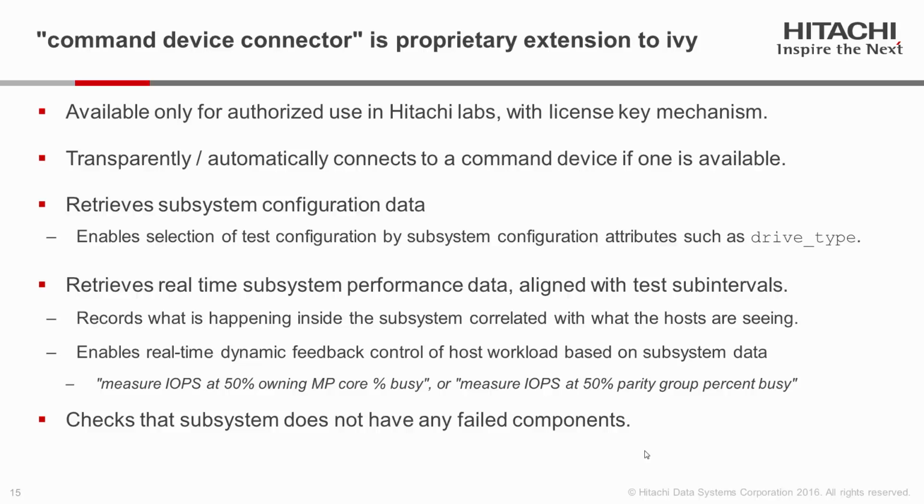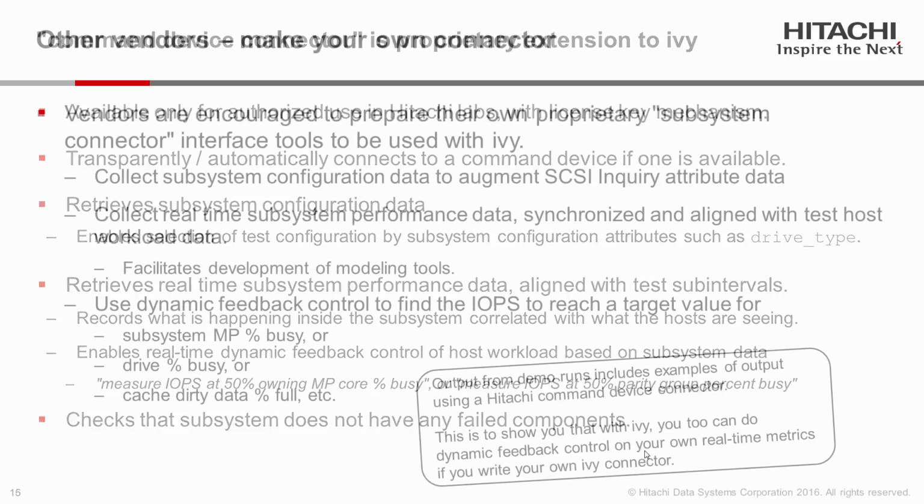In this presentation, we're going to show you two examples. One of which was operating on MP core %busy within the array, within the subsystem, and the other one was done at a percentage of parity group %busy on the subsystem. And then finally, the command device connector checks that the subsystem doesn't have any failed components.